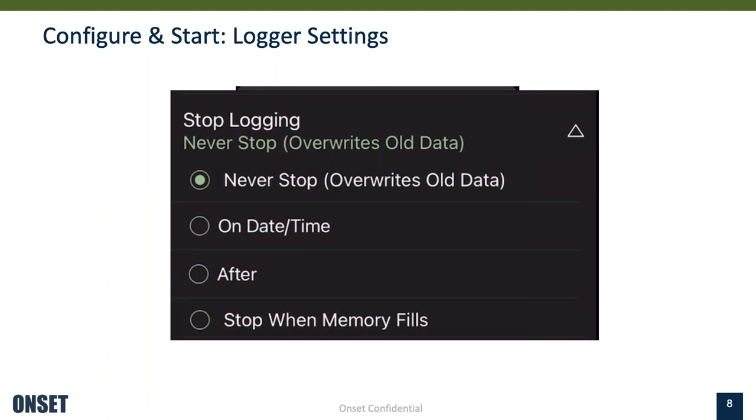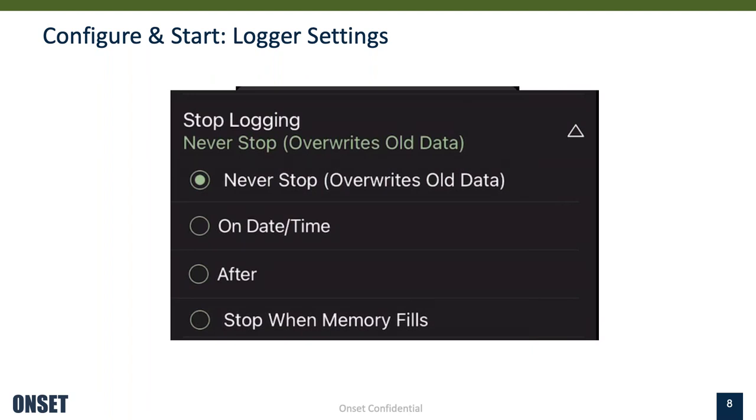As you can imagine, we also let you control when you stop logging. These are related to the memory capacity as well, so it's important to keep that in mind as you choose an option here. Option one, and the most common option we see people select, is never stop. So the logger is just going to keep logging data until it runs out of batteries or until you take an action. This will overwrite old data when the logger reaches memory capacity, so please keep that in mind. But if you're downloading data on a regular basis, we'll get to that later, this is typically the option we see people select.